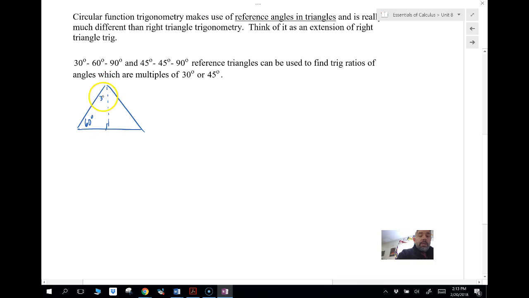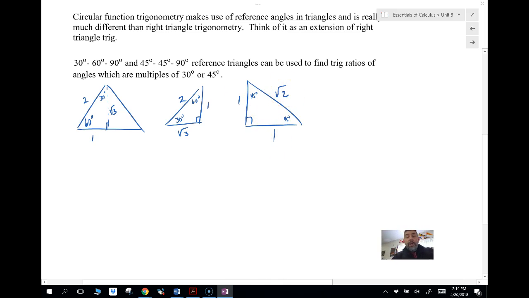It's an equilateral triangle, all right? 90. This is going to be 2. This is going to be 1. It's going to be √3. All right, or if I have a 30, 60, 90 right triangle, the one opposite the 60 is √3, the one opposite the 30 is 1, and then this is going to be 2. For 45, 45, the sides are both 1, and then your hypotenuse is √2.